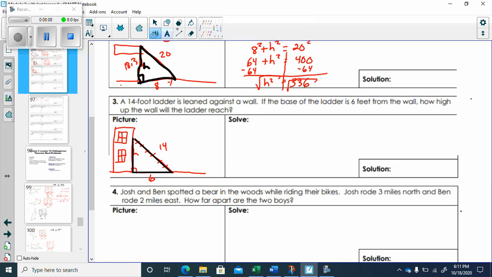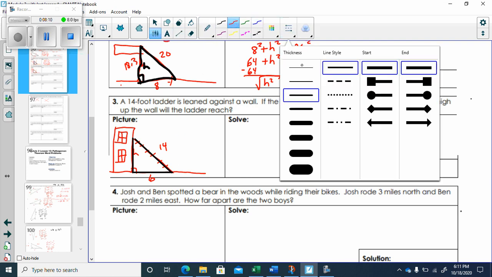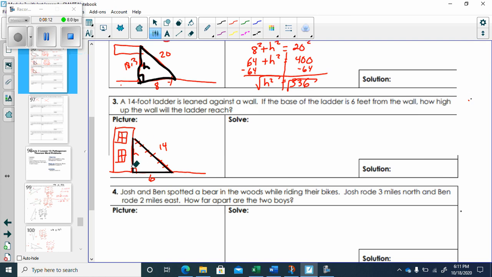Now, we know where our right angle is. We know where our H is. Our C is always across from the right angle. A squared plus B squared is equal to C squared. C is across from the right angle, it is 14. A and B, it doesn't matter which is which. A could be 6 squared, B could be H squared. 6 squared is 36. H squared is H squared.